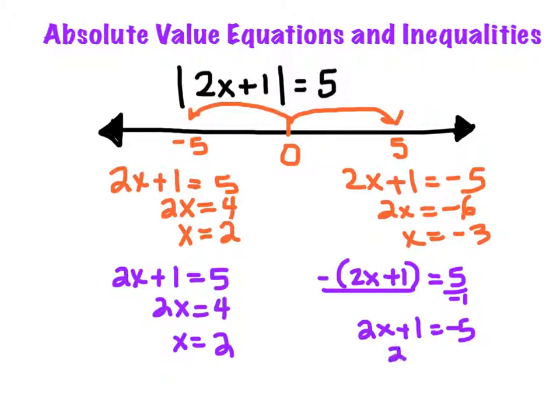I'm going to subtract 1, and then I'm going to divide by 2. There's not really any difference. No matter if I say 2x plus 1 equals 5 and it also equals negative 5, or this distance is 5 and the opposite way of this distance is 5, I'm still going to get the same solutions. I believe that this is an easier way to solve absolute values, especially for what we're coming up with, inequalities.